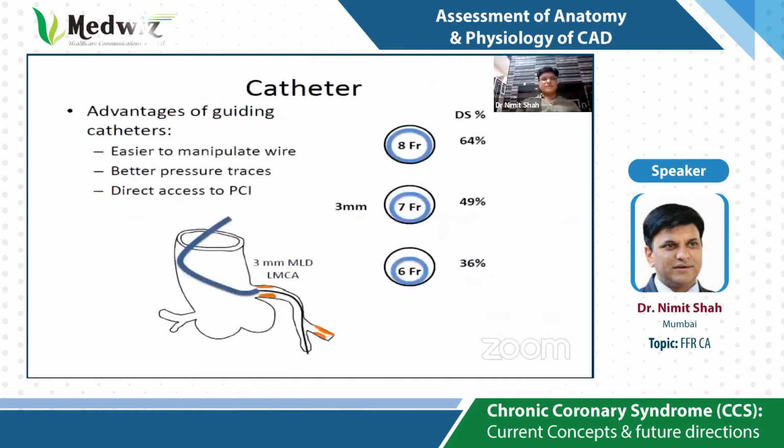Guiding catheter, advantage of guiding catheter. Why not use it as a diagnostic? Again, FFR, I'm surprised we don't use during diagnostic angiogram, probably because of the cost involved. Once you do an angiogram and you think there's an intermediate lesion, you could probably do the FFR measurement with a 6 French diagnostic catheter as well, and prevent the patient going on the table again for an interventional cardiologist to do an FFR. So guiding catheters are better compared to diagnostic because of easier manipulation of the wire, better pressure traces, and direct access to PCI. So you can directly go and do a PCI without changing the guide.